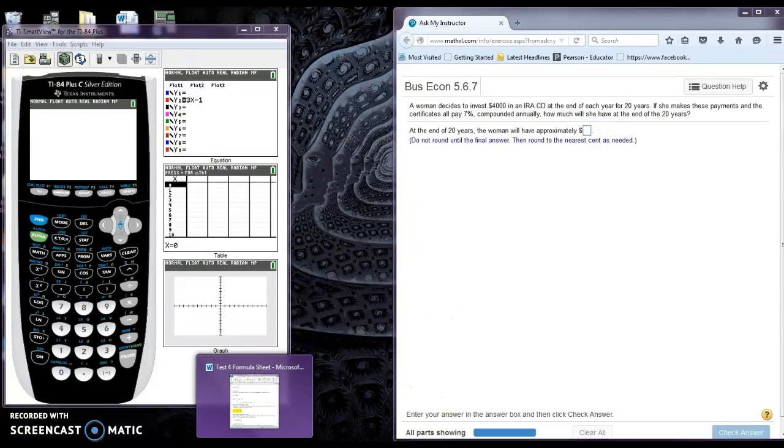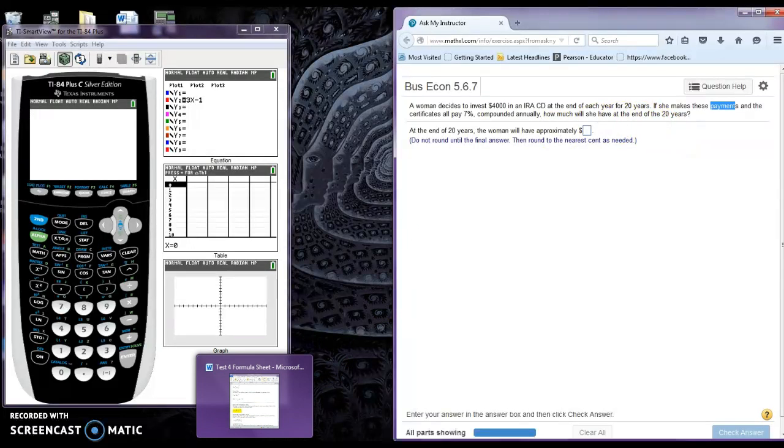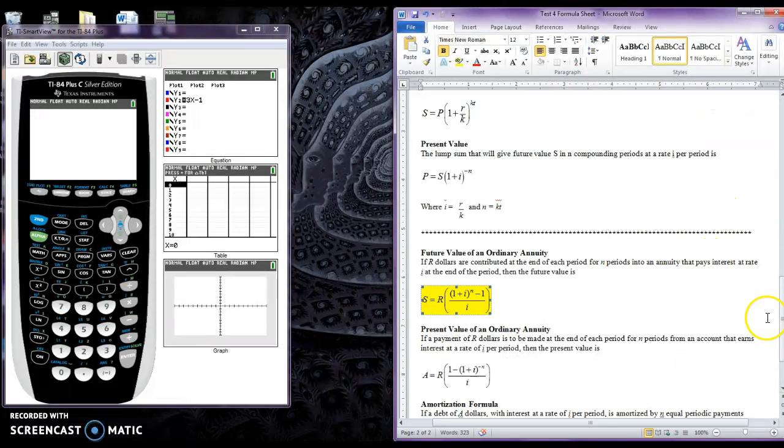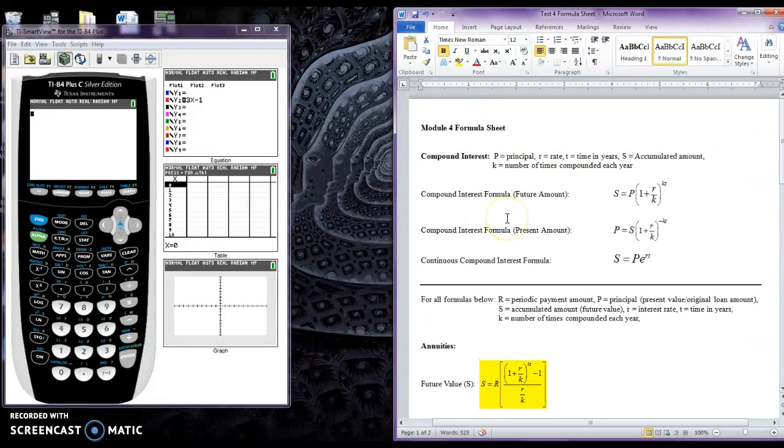So right now we know that we would need one of those annuity formulas, one of the kind of harder formulas. But remember, on the test, you're not going to necessarily know what section the problem came out of. Because I see that she is making payments, that's the key word here. She's making periodic payments. That's how I know this is an annuity and not just a regular compound interest formula. So I'm going to bring up the formula sheet that you guys are going to get on your test.